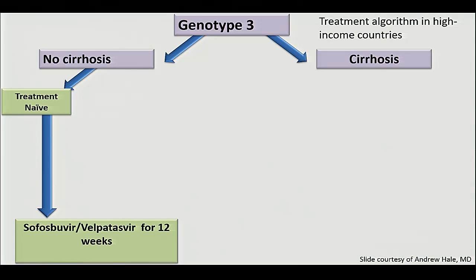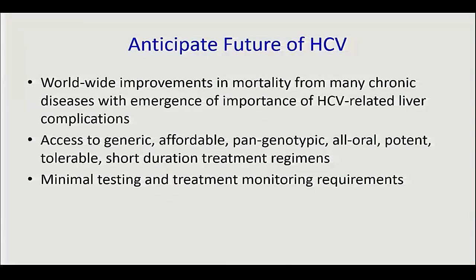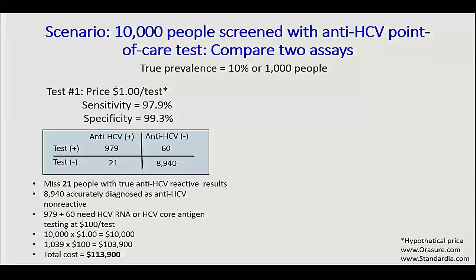I am really not going to go through this. This is what we do for genotype 3 in the United States. You're getting a genotype, you're getting sequencing to see if somebody has an NS5A resistant variant. It changes your management. And that is not going to happen in most of the world.